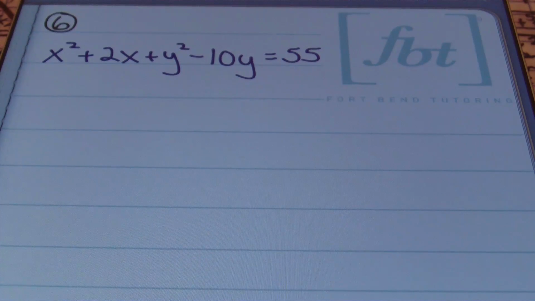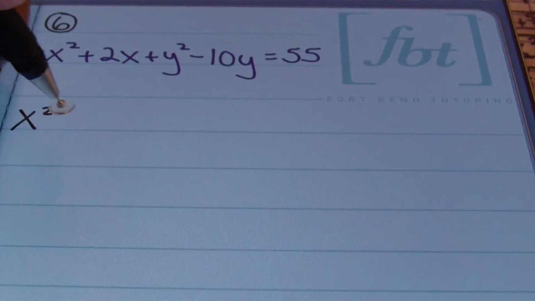Moving on to problem number 6. We have x squared plus 2x plus y squared minus 10y equals 55. We're going to complete the square to put this into center radius form. Are you ready? Good. Let's get started. I'm going to go ahead and put my blanks in this equation.